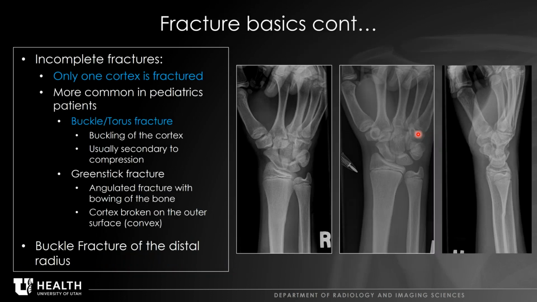All right. So the next thing we're going to talk about is incomplete fractures. These are fractures in pediatric patients, and it's where only one cortex of the bone is fractured. And this happens in pediatric patients because pediatric patients' bones are flexible, they're much more plastic, whereas in adults they're rigid.